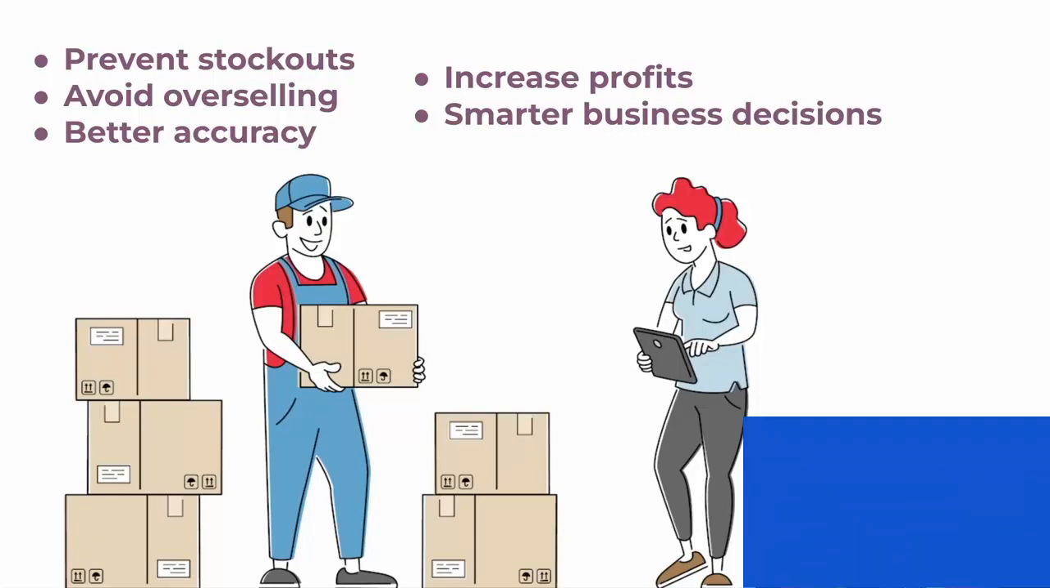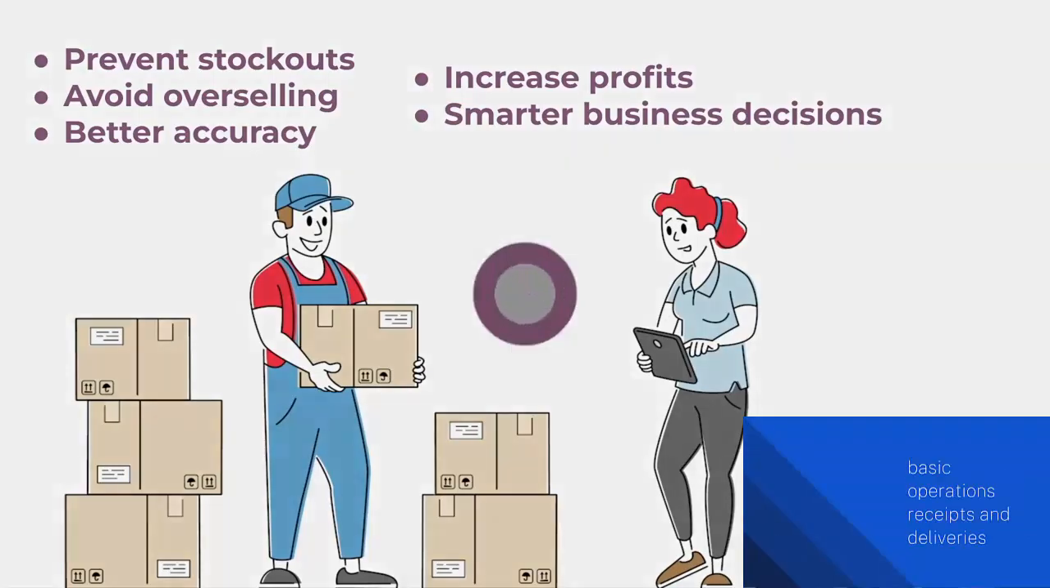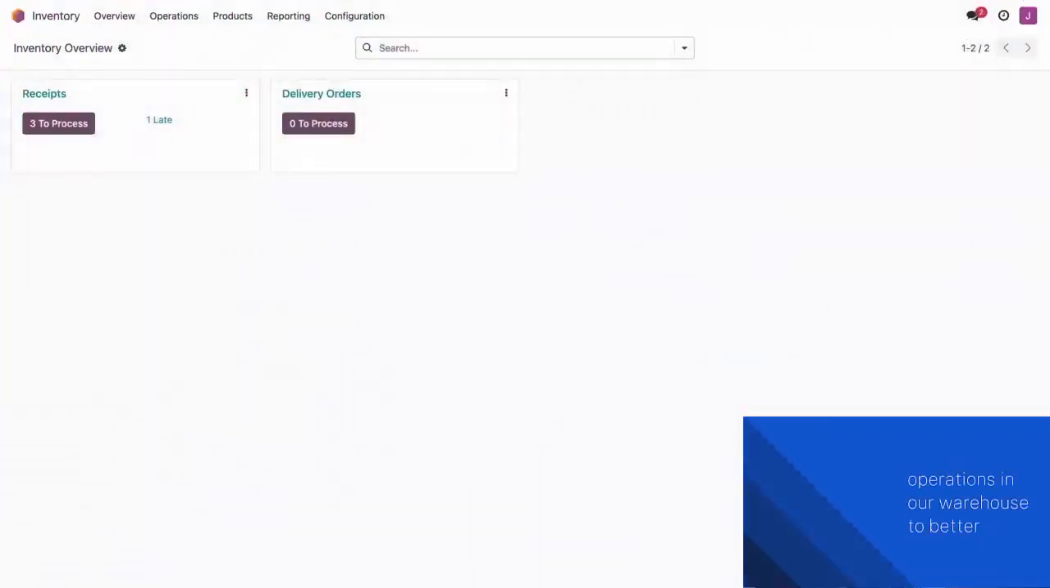So let's explore how Stealthy Wood manages inventory. Let's start with our most basic operations: receipts and deliveries. The inventory dashboard shows all operations in our warehouse, to better understand how the entire process works from start to finish. I'm in a demo.